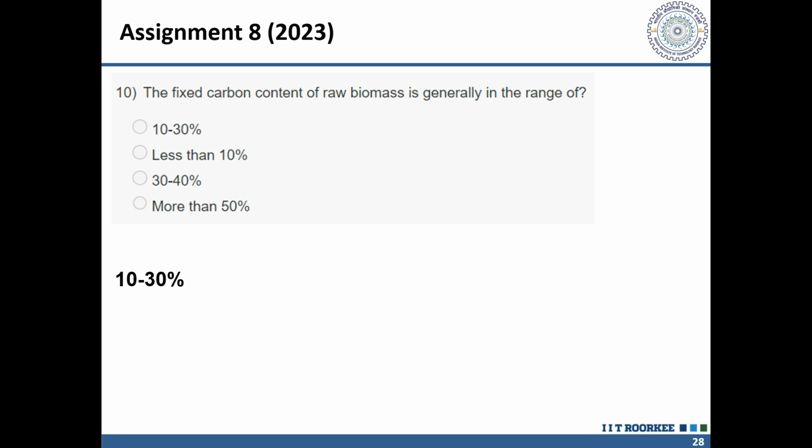Now let's move on to the last question of the assignment. The fixed carbon content of raw biomasses is generally in the range of... So first of all, what is this fixed carbon content? We all know that biomass is a carbon-rich material. It is made up of carbohydrates, proteins, or acids, but it also has some impurities in the form of volatile compounds.